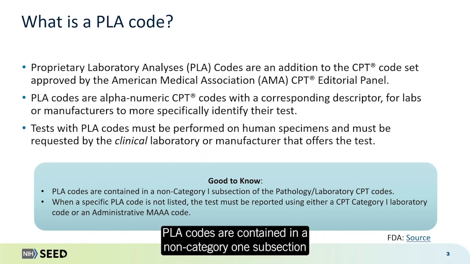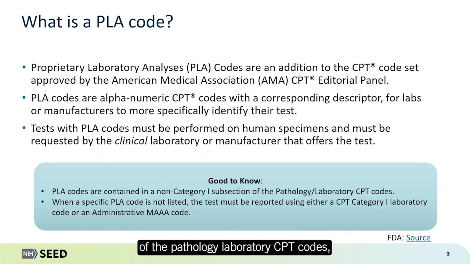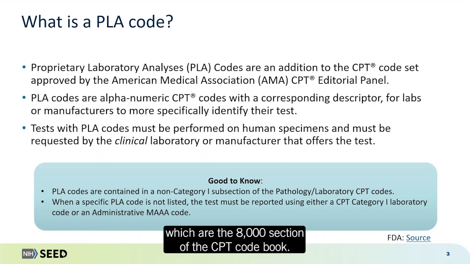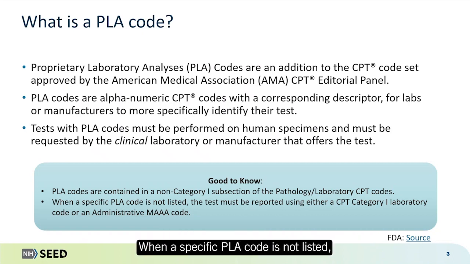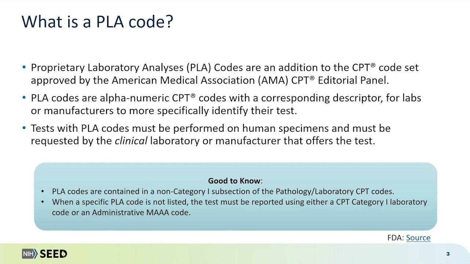PLA codes are contained in a non-category 1 subsection of the pathology laboratory CPT codes, which are the 8,000 section of the CPT code book. When a specific PLA code is not listed, the test can be reported using either a CPT category 1 code or an administrative MAAA code.